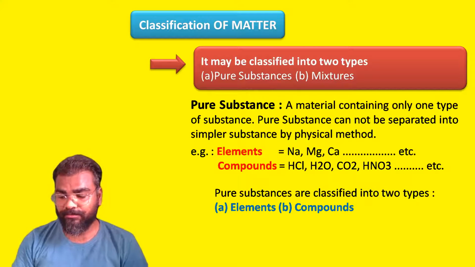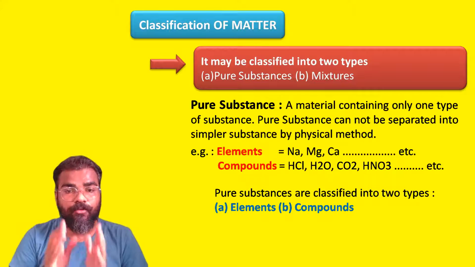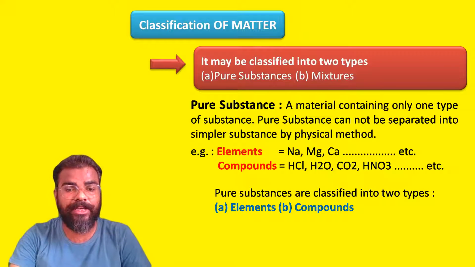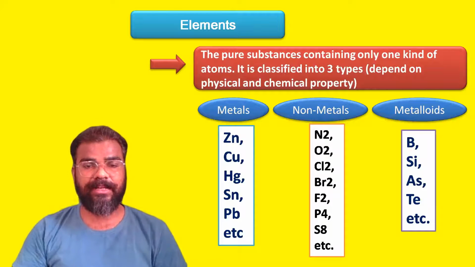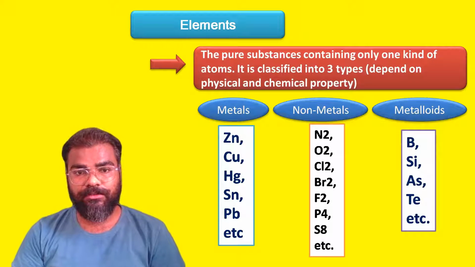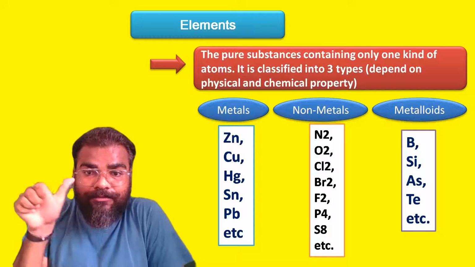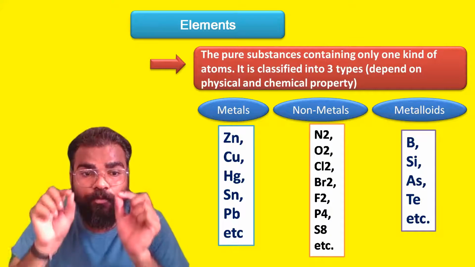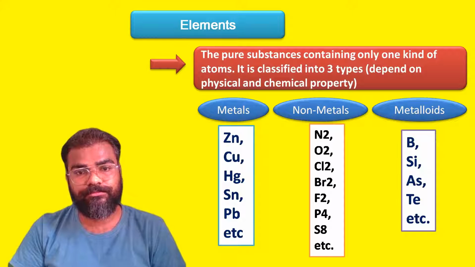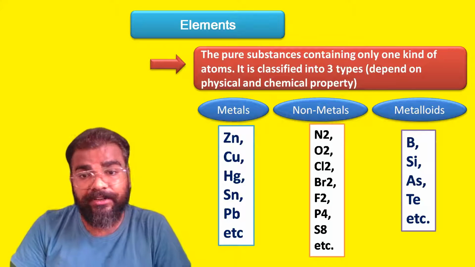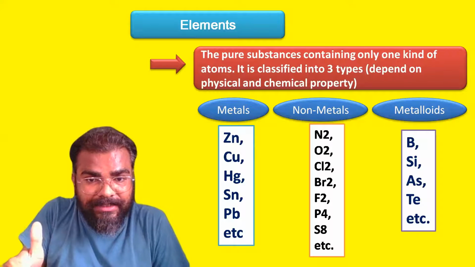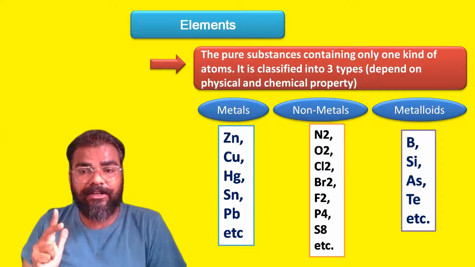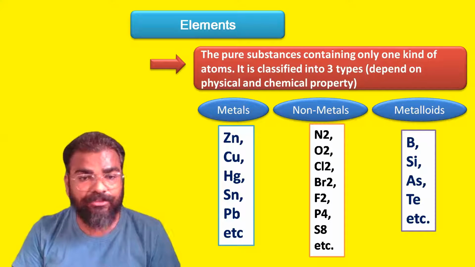Now let us see what is element and what is compound. The first one, the picture on your display, is the elements. A pure substance containing only one kind of atoms is known as an element. It is classified into three types: one is metal, second is non-metal, and the third one is the metalloids or semi-metals, you can call it.